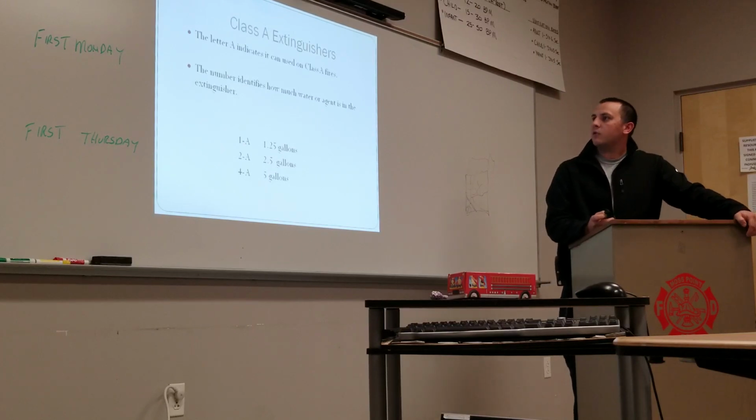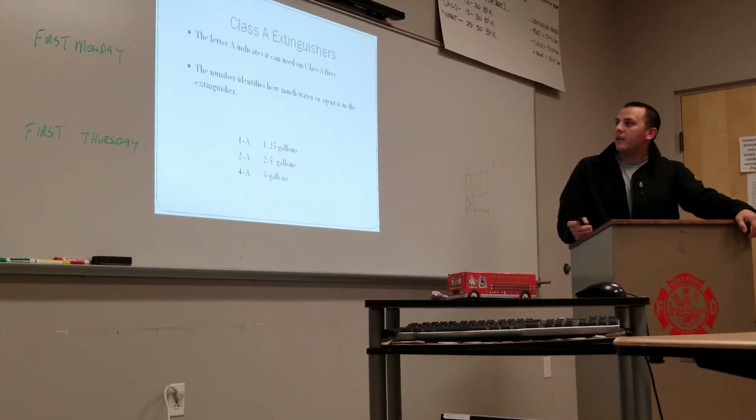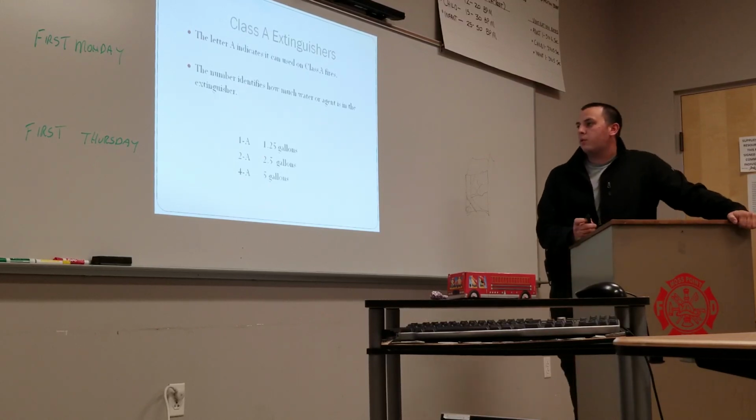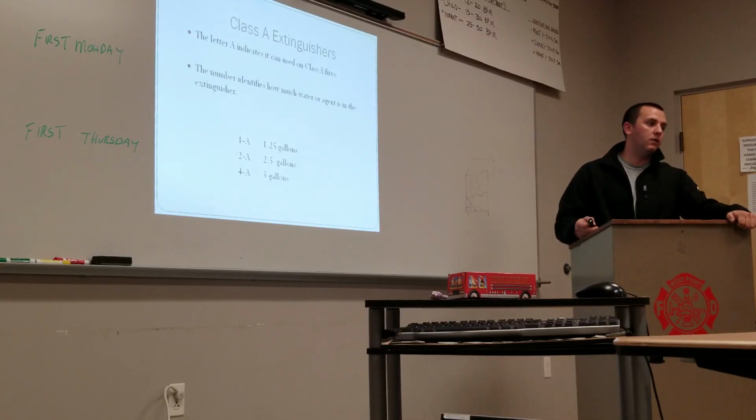Our Class A extinguishers, the letter A indicates it can be used on a Class A fire, and the number indicates how much water or agent is in the extinguisher. For example, 1A is 1.25 gallons, 2A is 2.5 gallons, and a 4A extinguisher would be 5 gallons of water or extinguisher inside of it.